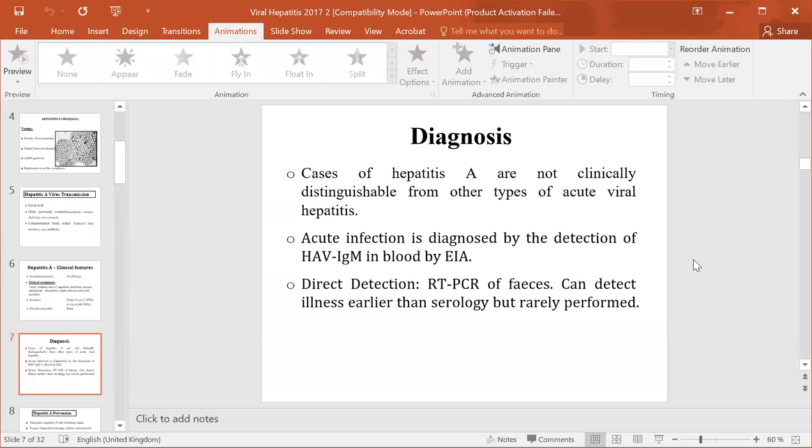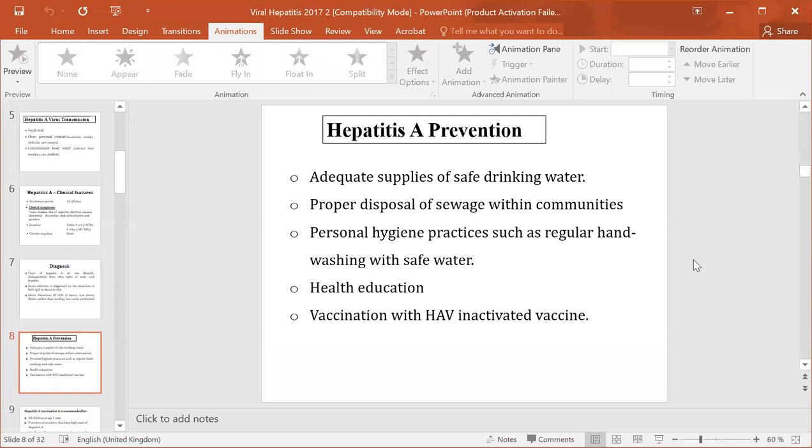The other test uses feces. Remember, the virus is shed in feces. This test is called PCR, polymerase chain reaction. It detects the presence of the RNA of the virus in the stool sample. So the combination of these laboratory tests and the symptoms is what will confirm whether a patient has hepatitis A virus disease or not. I think that's very important for you to know as a doctor.